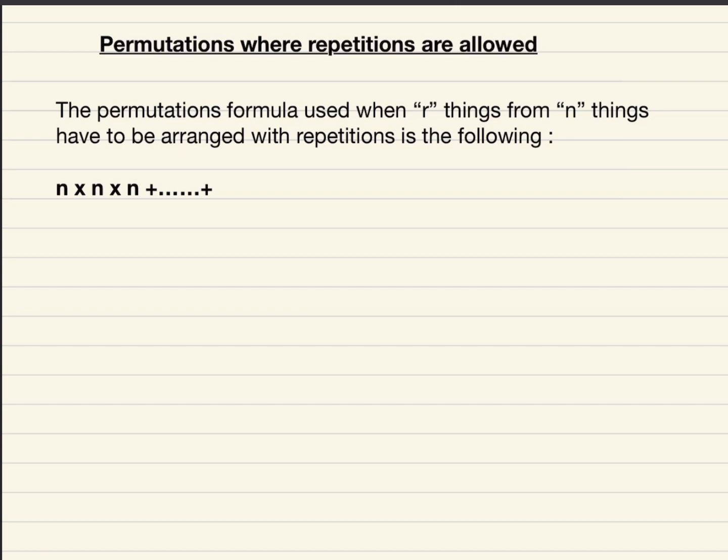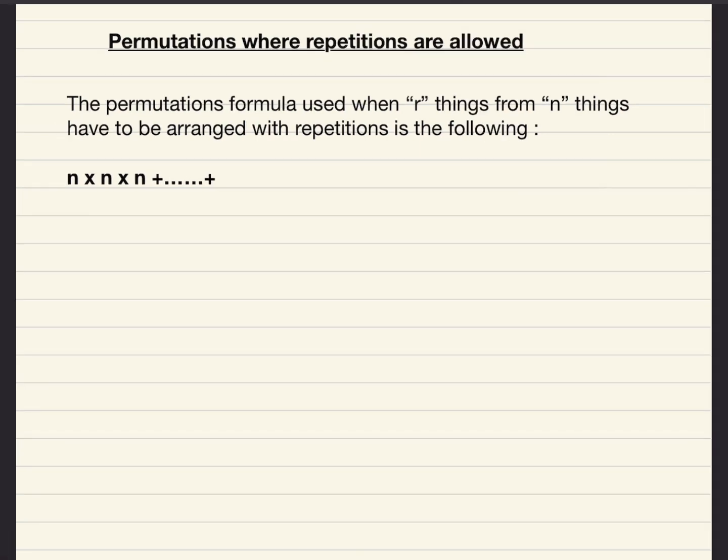The permutations formula used when r things from n things have to be arranged with repetitions is the following, where it's n times n times n, and then we carry on for as many repetitions as there are objects that are chosen from the set as there needs to be. What we mean is that if there was an r value of 5, you would just multiply n by itself 5 times. Now this can also be rewritten, some people choose to do it this way, as n to the r, again, depending on whatever the r value is.